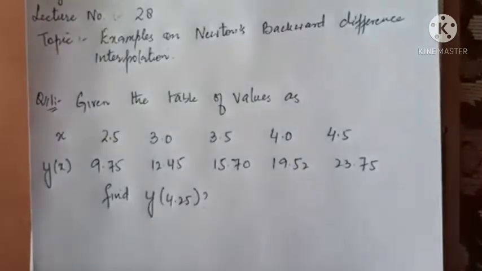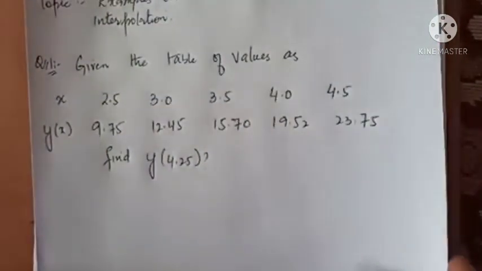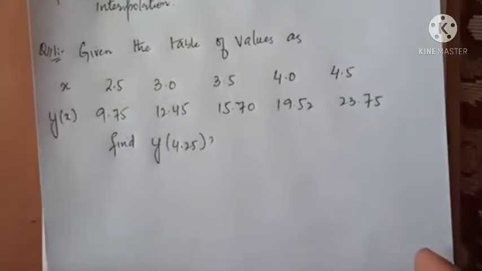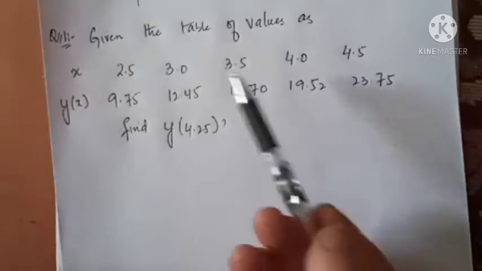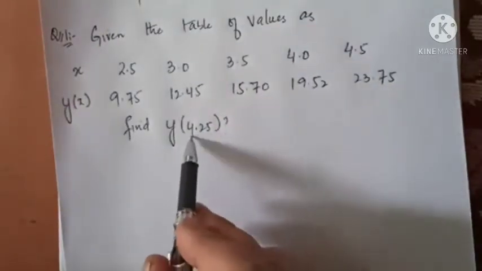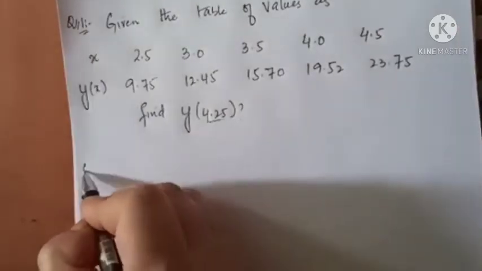In the previous lecture we derived the Newton's backward difference interpolation formula. Today we will do an example on this. This is the first example. As you can see, we have been given data points with the function values, and we have to estimate the value at 4.25.